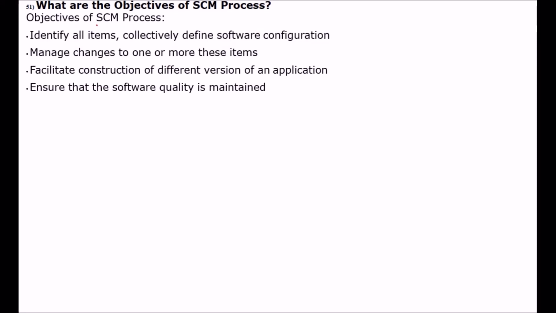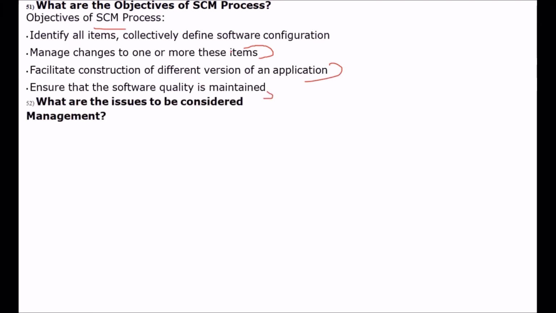What are the objectives of the SCM process? Because we are dealing with changes, in broader words, as I just suggested, the objective is tracking and controlling of changes. But if you want a detailed answer: identifying all items, collectively defining the software configuration, managing changes to one or more of these items, facilitating construction of different versions of the application, and ensuring that the software quality is maintained throughout.